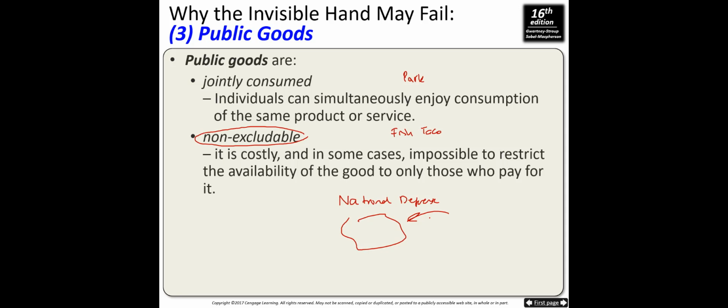So we cannot exclude tourists and say that, no, you're not going to be protected if there is a missile attack. So as you see, public goods are non-excludable. That means it's costly or impossible to restrict the availability of the good to only those who pay for it. So these goods are free because you can't charge. If you pay for it, then you can exclude. You say that payers are here, non-payers are here, okay? If they are free, they are not excludable.